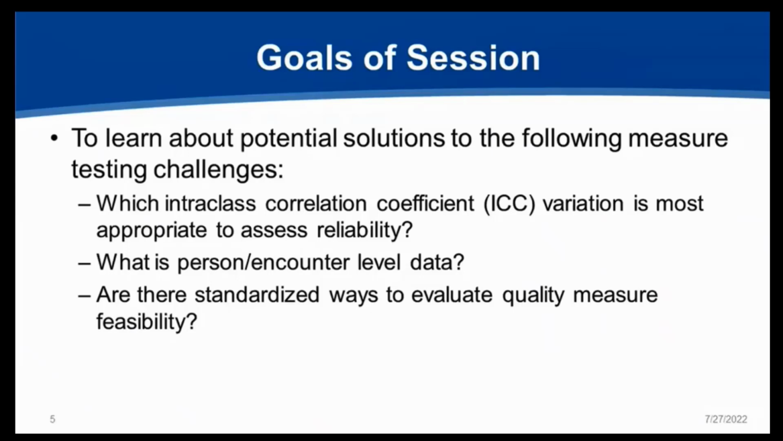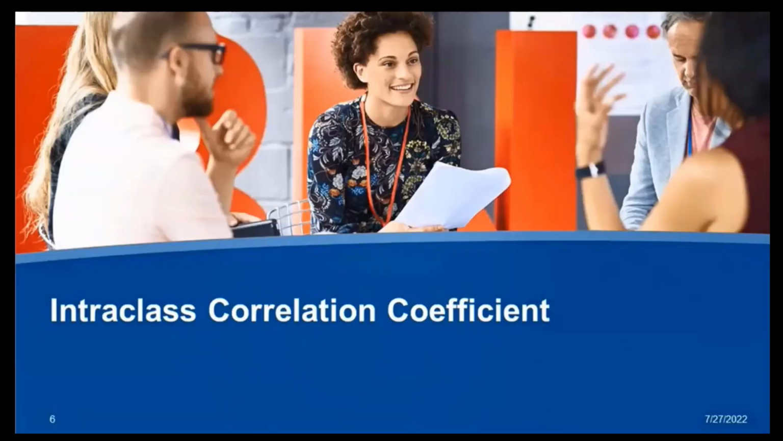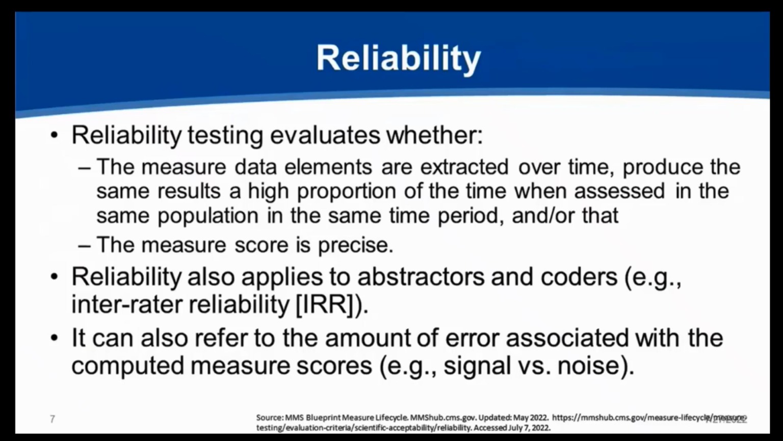Hello. Yes, so in today's session, we are going to discuss the interclass correlation coefficient, which is a common statistic that's used to represent the reliability of a measure. So the reason we do reliability testing is to determine, one, that the data elements are likely to produce consistent results when drawn from the same population that's not changing. And second, to ensure that the score is precise.